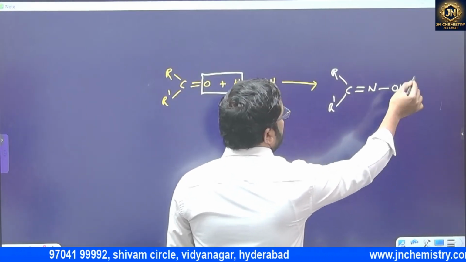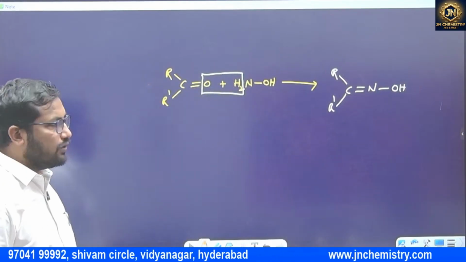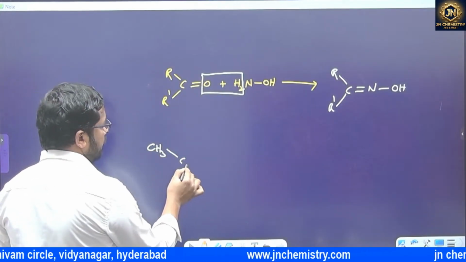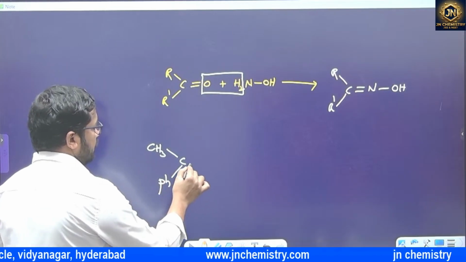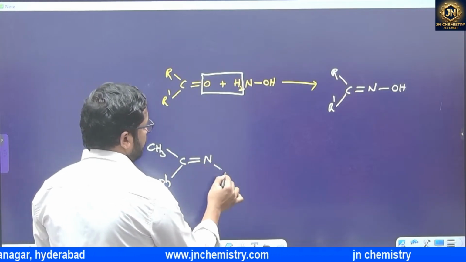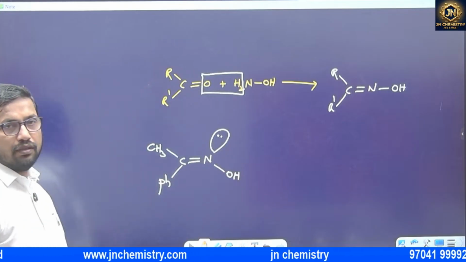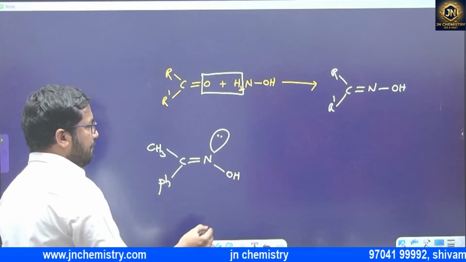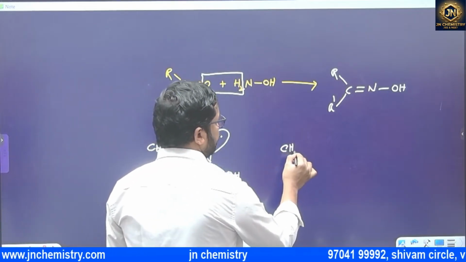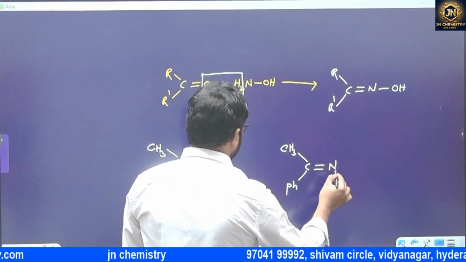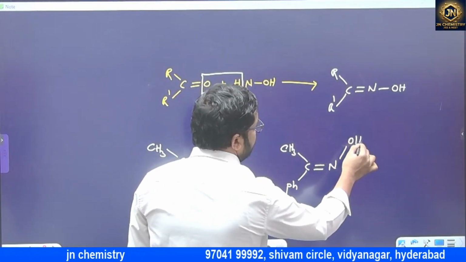NOH. So in this case, the ketone, we will take one example. For example, methyl phenyl double bond NOH, the lone pair. This is one type. And one more type, CH3, Ph double bond N OH, with the lone pair down.